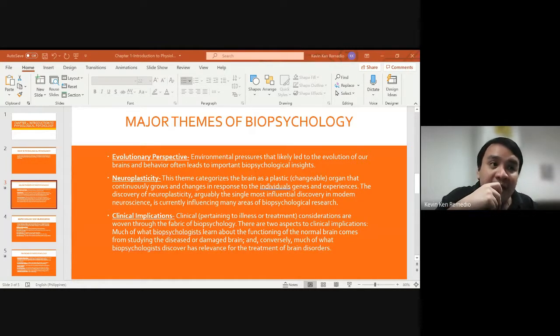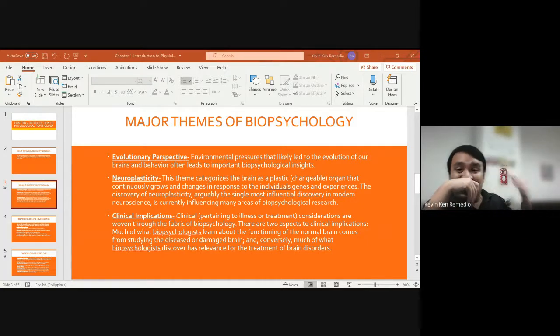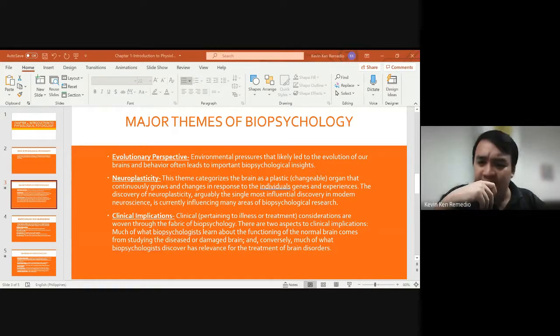So the evolutionary perspective is important. It means, class, that we cannot leave the past behind. We look at how our current behavior may be because of our past history. Say, for example, the umbilical cord, or our belly button. Later on in the semester you will know that the belly button is an offshoot of our evolution as human beings. So the evolutionary perspective is important.